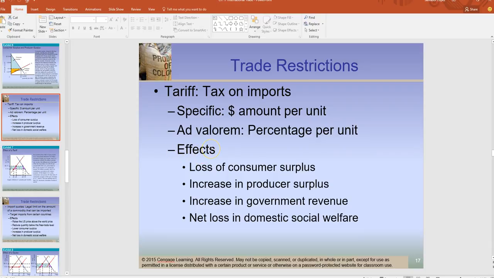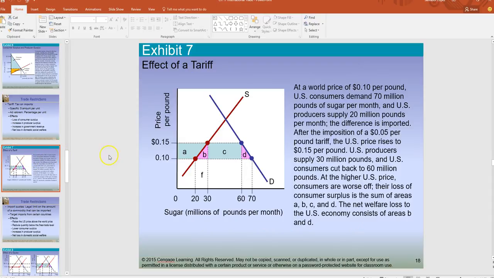The effects of a tax on imports are a loss in consumer surplus, an increase in producer surplus, an increase in government revenue, and a net loss in domestic social welfare. Let's look at how that occurs.